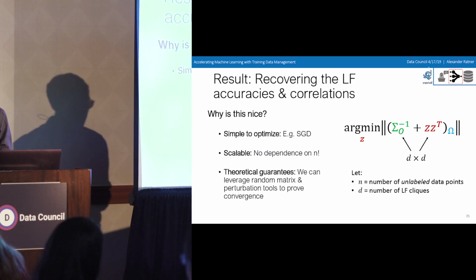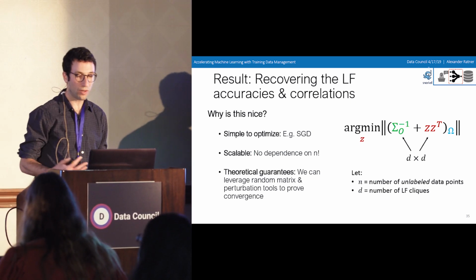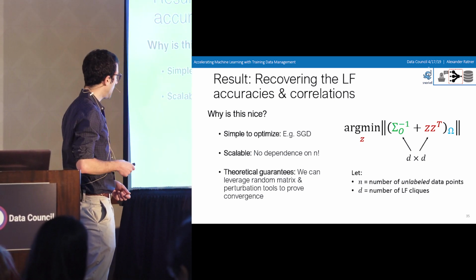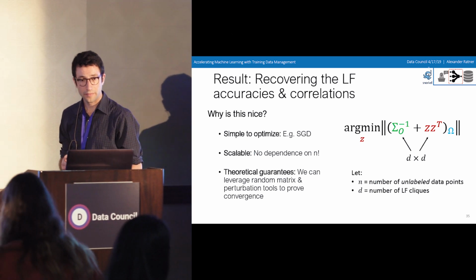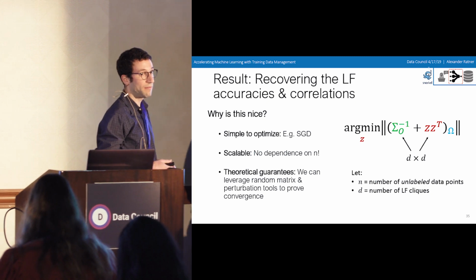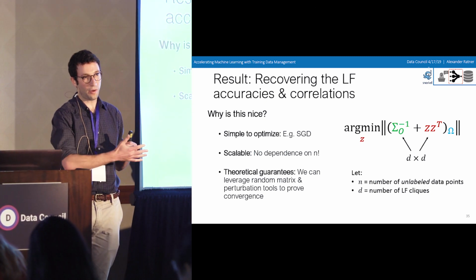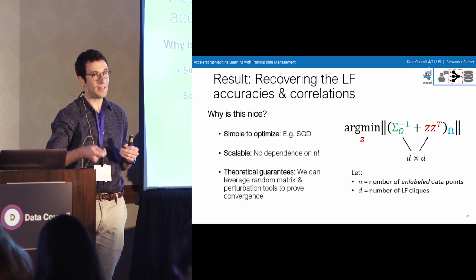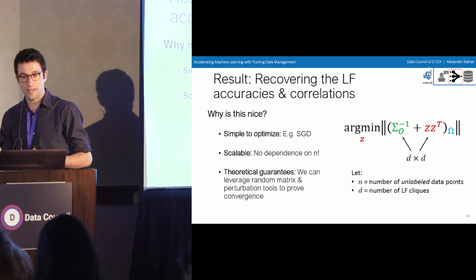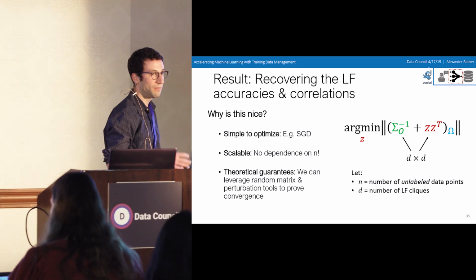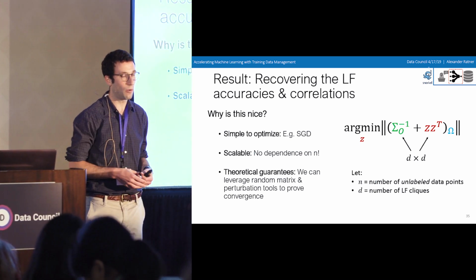So one reason it's nice is that we can actually solve this nasty problem of learning the accuracies and the correlations using basic stochastic gradient descent in a form that we know. It's also scalable. I'll mention briefly, if n is the number of unlabeled data points that we have, so in the radiology example, say the number of case studies that we apply these labeling functions to, and d is roughly the number of labeling functions or correlations between them, think like 20, 30, something on that order.